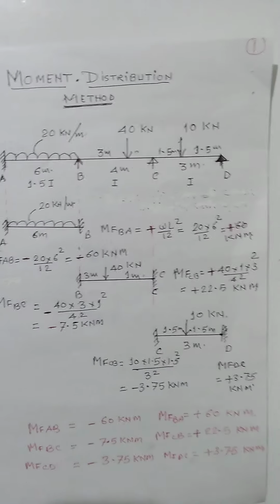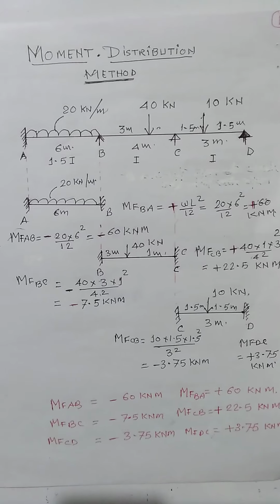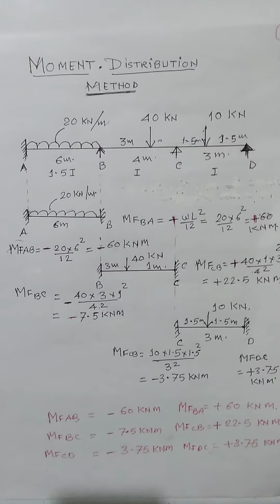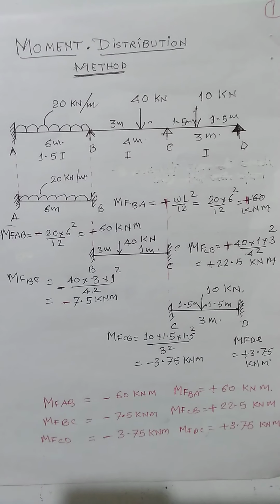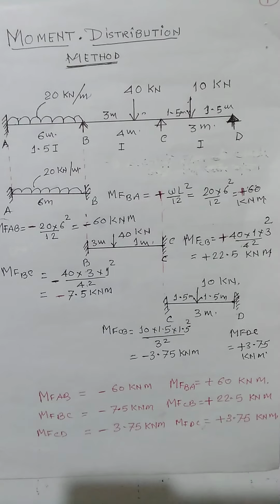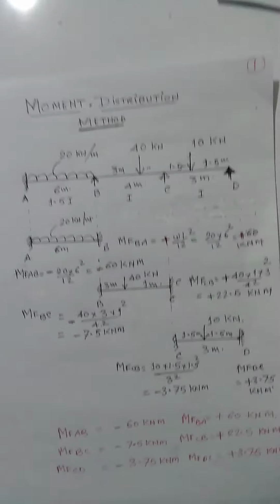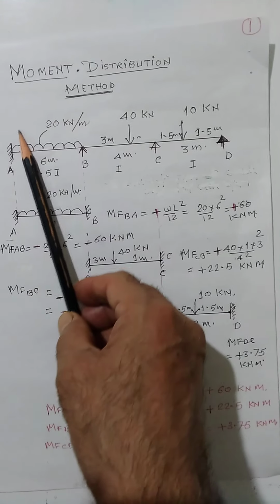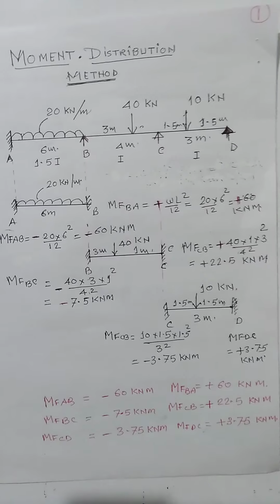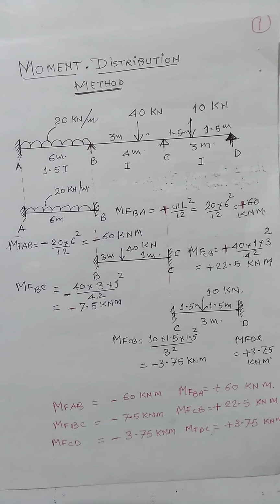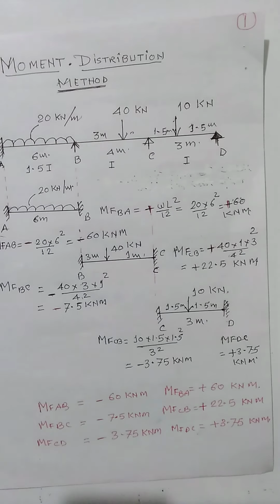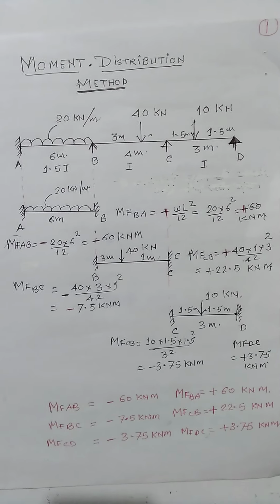Previously, we have already discussed calculation of fixed moments for a continuous beam by using the three-moment theorem. But this time we are using another method for calculation of the fixed moments at the continuous supports. This method is known as the moment distribution method.